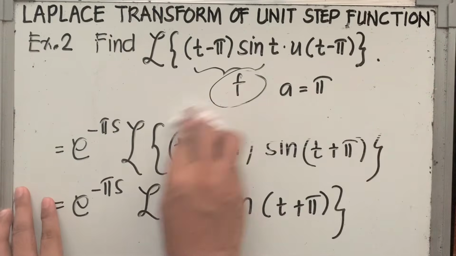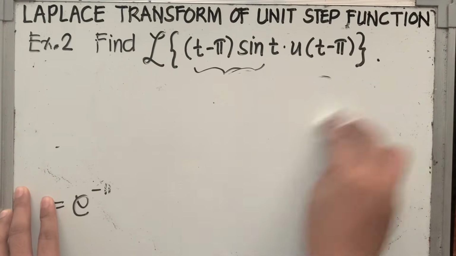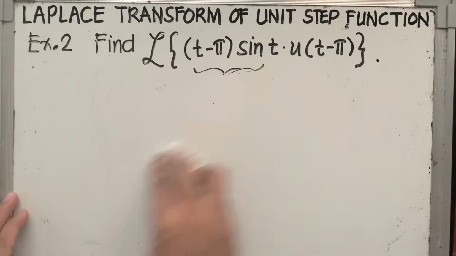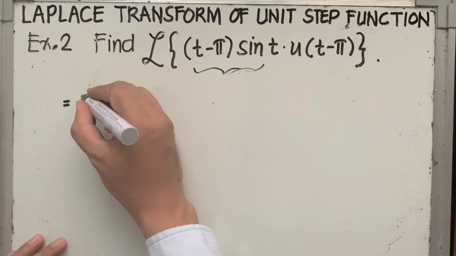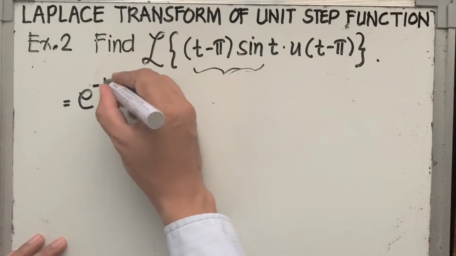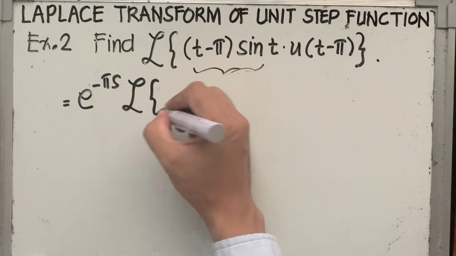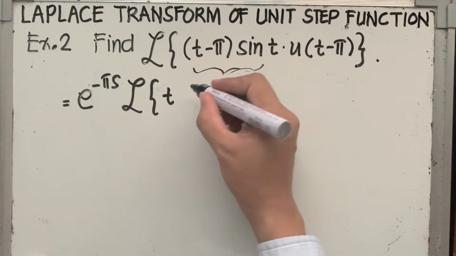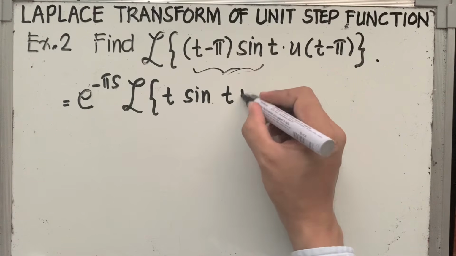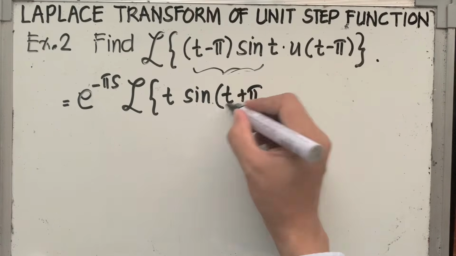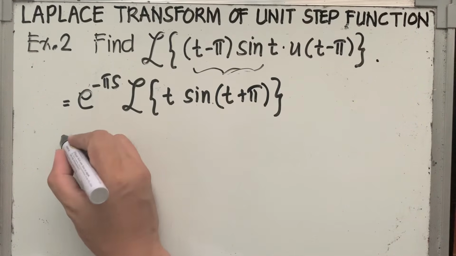So, may presence ng t. So, ano siya, guys? Differentiation of Laplace. Right? Okay, sulat muna natin. So, e raised to negative pi s Laplace of t, ano yung identity nito? So, sine of t plus pi, naka-recall pa ninyo, di ba? Sin, cos, sin.